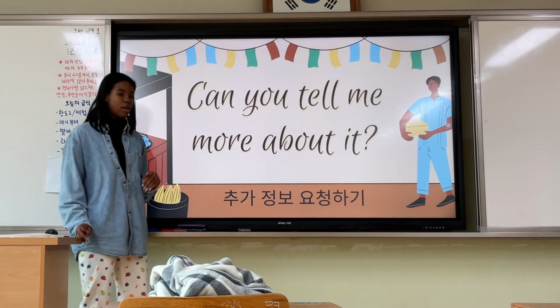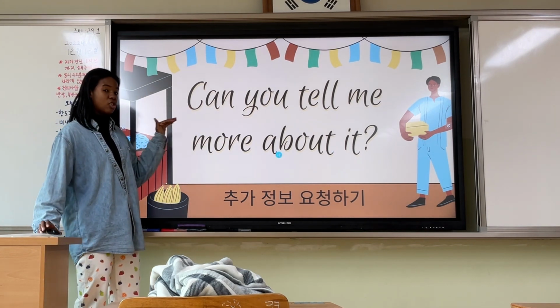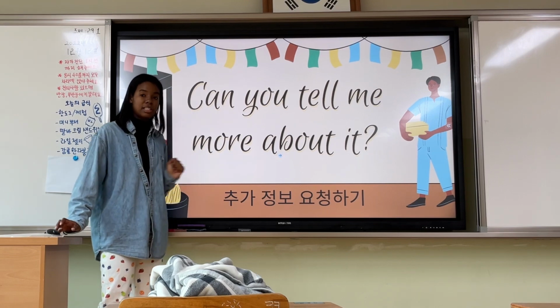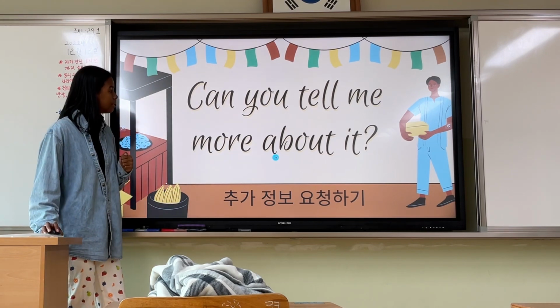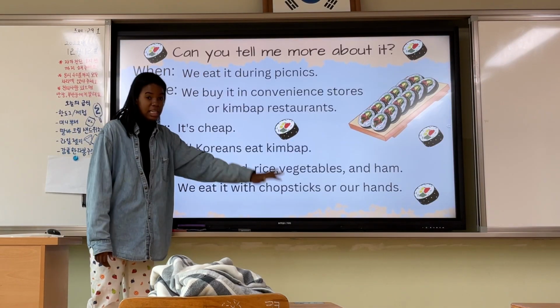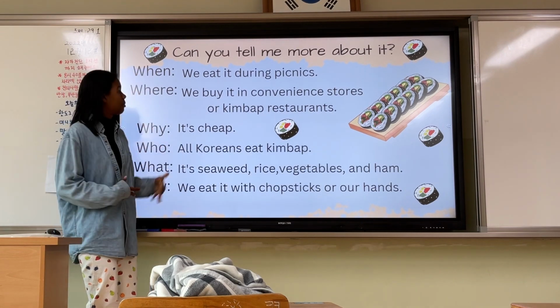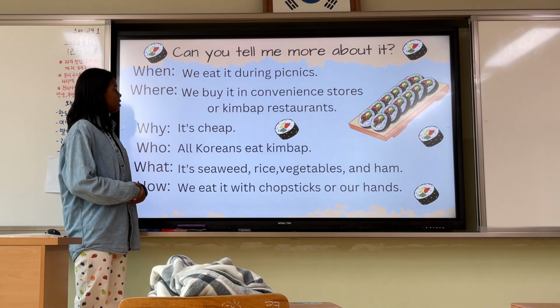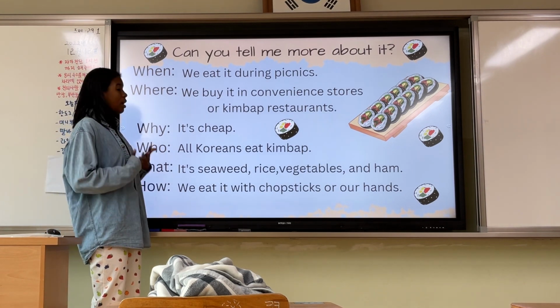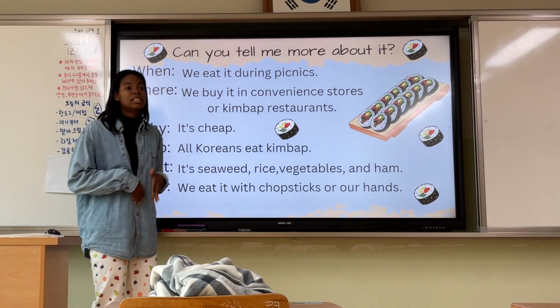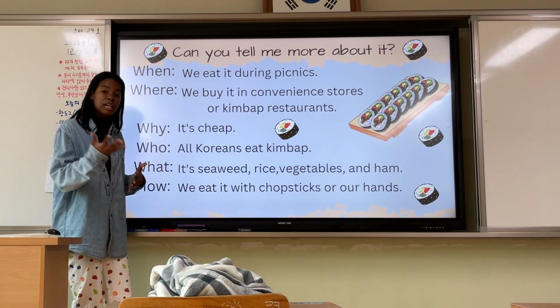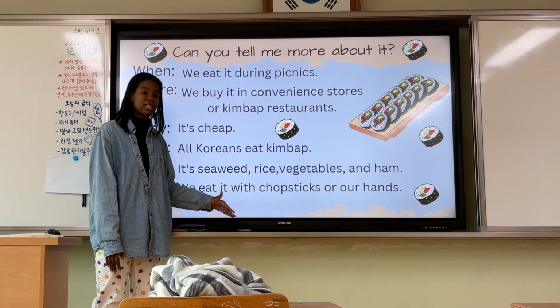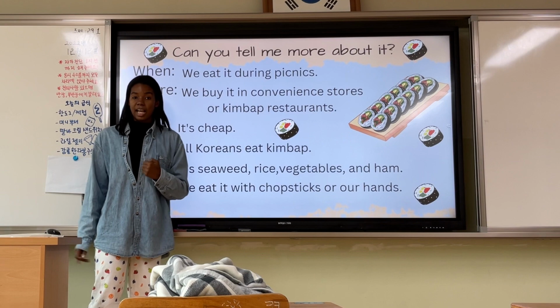So after, we review our key expression again. "Can you tell me more about it?" I usually have my students repeat this phrase several times so we can remember it. Usually, I hide these and I have my students tell me when, where, why, who, what, how. So when do we eat kimbap? Where can we buy it? Why? Because these are the answers they will use later, for "Can you tell me more about it?" This is the information that I would like.